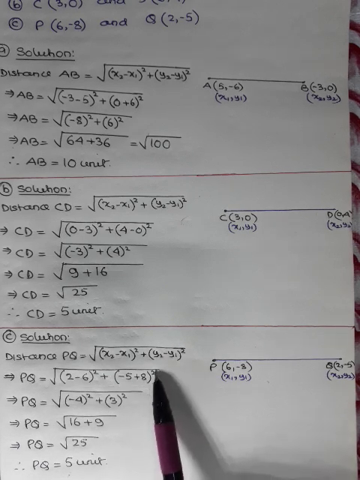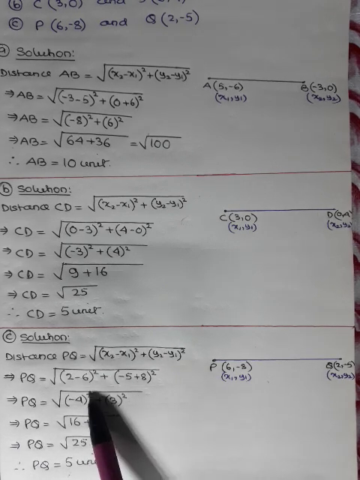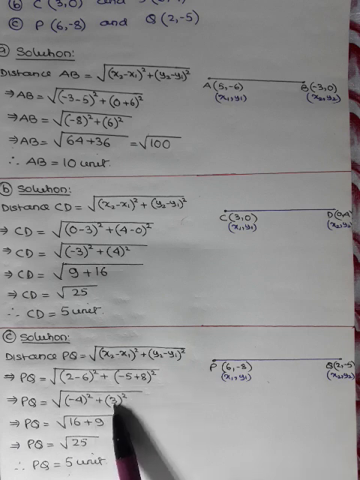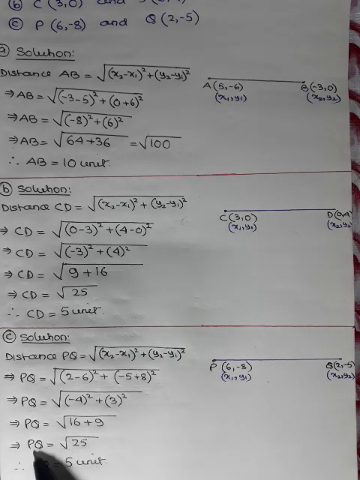Minus 5 plus 8 whole square equal to 3 square. So minus 4 square is 16 and 3 square is 9. So 16 plus 9 is equal to 25. So PQ is equal to root over 25. Square root of 25 is 5 and you must write the unit. I hope all of you have understood this. Thank you.